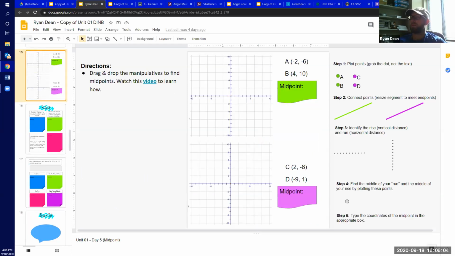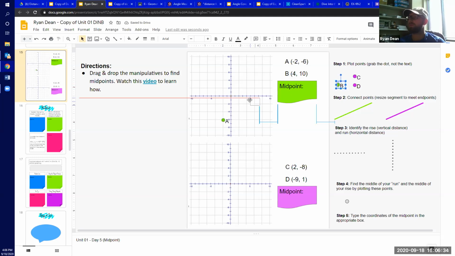Now, this activity here, you're going to find the midpoints between these two points that are listed. So for A, they want you to drag point A to (-2, -6). When I drag these, it doesn't place them exactly where you want it to, so you kind of have to play with it a little bit. So there's A, and then B is going to go to (4, 10). So that's about where B goes. And then C and D would go down here for these two.